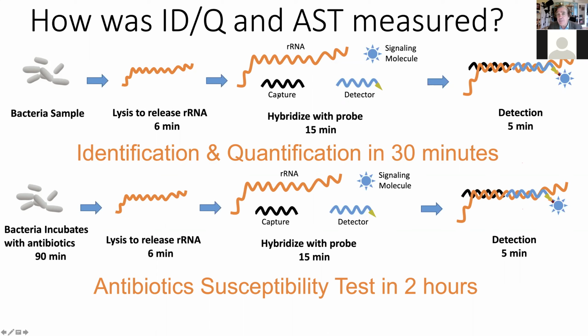Now we have a capture probe to capture the ribosomal RNA. We hybridize with the probe in 15 minutes, and we have a detector probe that attaches to the ribosomal RNA. And if the bonding is successful, we do detection in 5 minutes with fluorescence. That's a fluorescent probe. So identification and quantification in 30 minutes.